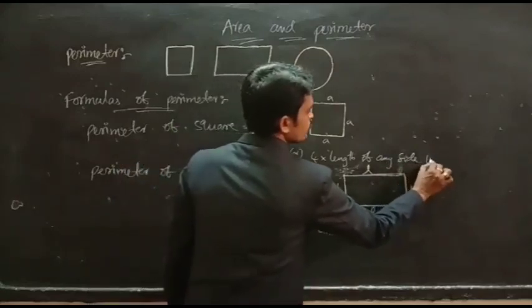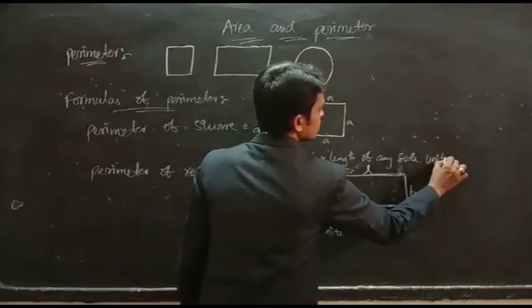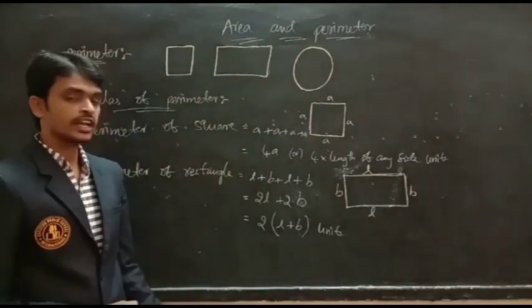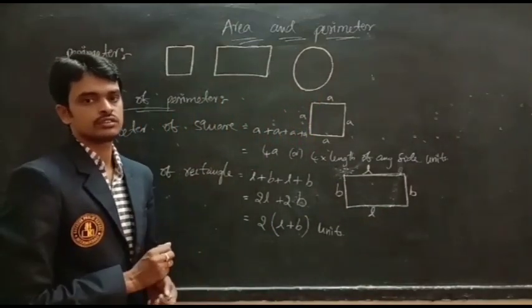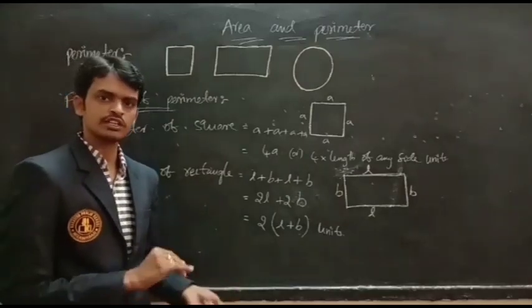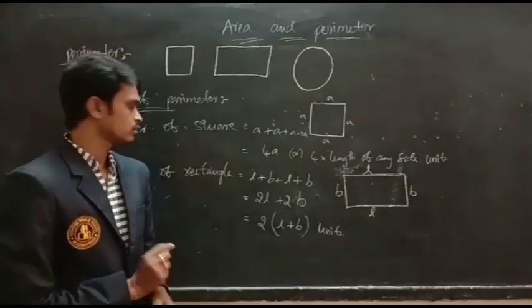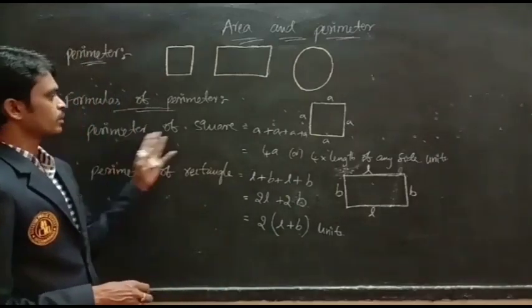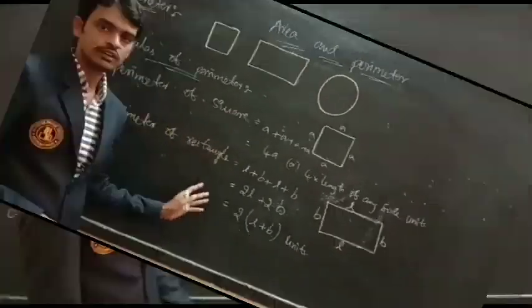Here also units. Area has square units, but perimeter has only units. Either it is centimeters, meaning centimeters, or meters, meaning meters. So this is the perimeter of square and perimeter of rectangle.